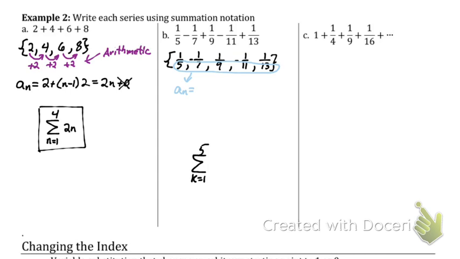So a sub n equals 5 plus n minus 1 times 2. Times 2, because our common difference would be 2. I'm adding 2. 5 plus 2 is 7, 7 plus 2 is 9, 9 plus 2 is 11, 11 plus 2 is 13. Simplify that out a little bit, and we're going to have 2n plus 3.